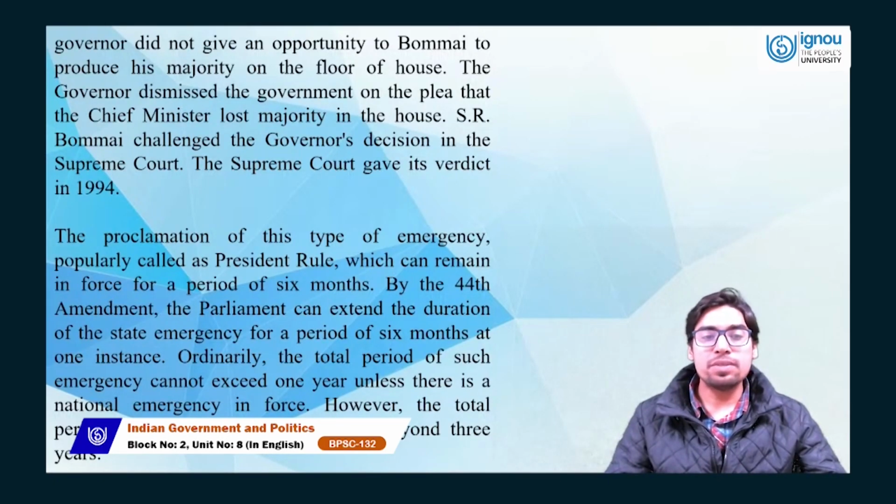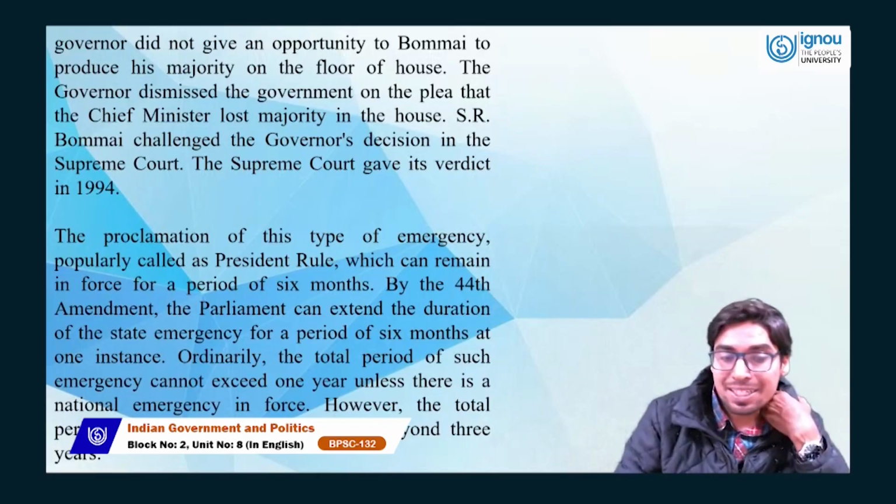The proclamation of this type of emergency is popularly called President's rule, which can remain in force for a period of 6 months. By the 44th Amendment, Parliament can extend the duration of the state emergency for a period of 6 months at one instance. Ordinarily, the total period of such emergency cannot exceed 1 year unless there is a national emergency in force. However, the total period of state emergency cannot go beyond 3 years.